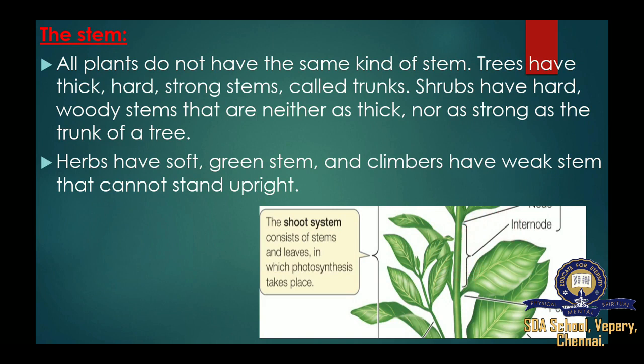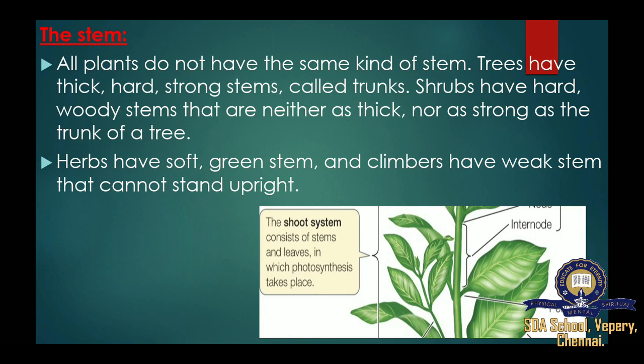All plants do not have the same kind of stem. Trees have thick, hard, strong stems called trunks. Shrubs have hard, woody stems that are neither as thick nor as strong as the trunk of the trees. Herbs have a soft green stem and climbers have a weak stem that cannot stand upright. Shrubs are of relatively lower height and are woody plants. Their height can vary from 1 to 4 meters. They typically branch at or near the base and do not have a main trunk. Example, rose. They are mostly perennial.